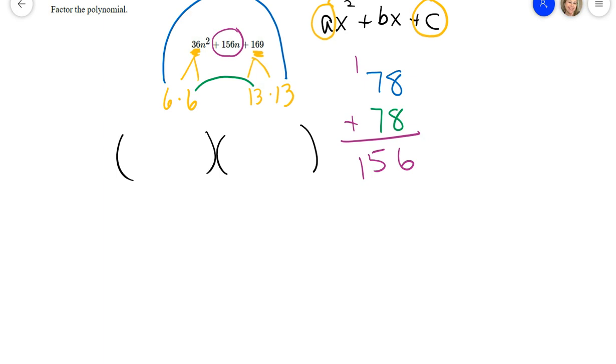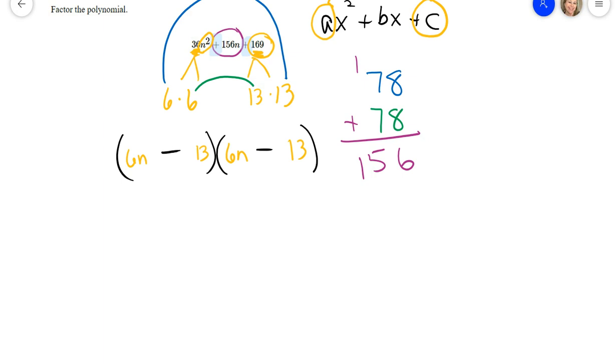for the 36, it was 6 times 6. And then you don't forget there's this n squared here. So you're going to have a 6n here and a 6n there. For the 169, there's no variable, so it's just 13 and 13. And because you have a positive 169, it's either going to be a positive times a positive, or a negative times a negative to get a positive 169.